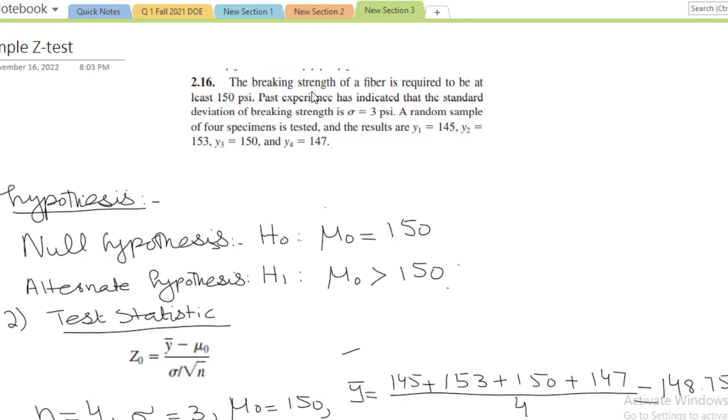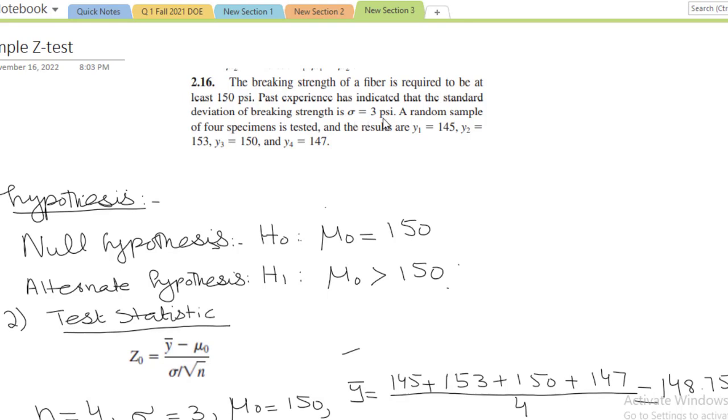The breaking strength of a fiber is required to be at least 150 psi. The words "at least" show us that it's a one-directional hypothesis, and the mu value will be greater than 150 in the alternate hypothesis. Past experience has indicated that the standard deviation of the breaking strength, sigma, is equal to 3.